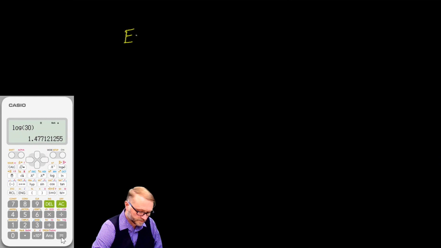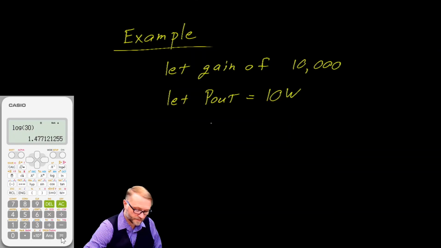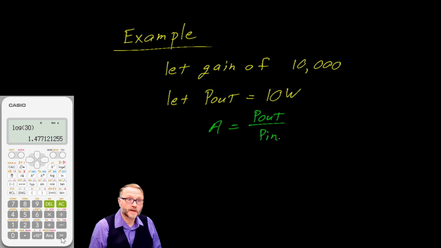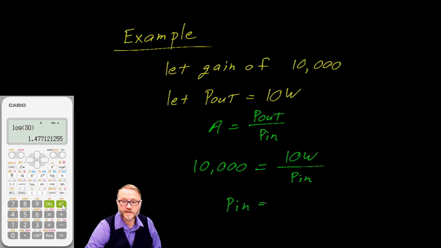Here's an example. Let the amplifier have a gain of 10,000 and let the power output equal 10 watts. So gain is equal to power out over power in. And we know we're talking about a power amplifier because our power output was specified in watts. To solve this problem, we substitute in our numbers. So the gain we said was 10,000 is equal to the power out, that's 10 watts, over the power in. Solving for power in, that would be 10 divided by 10,000. So we would describe that as 1 milliwatt.